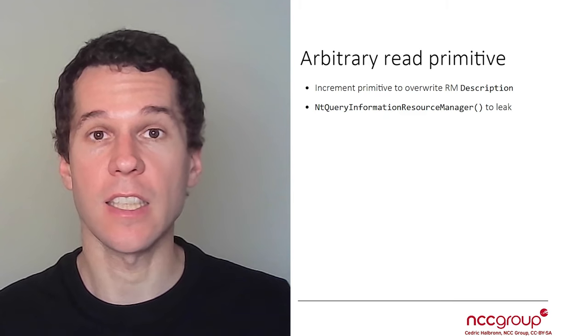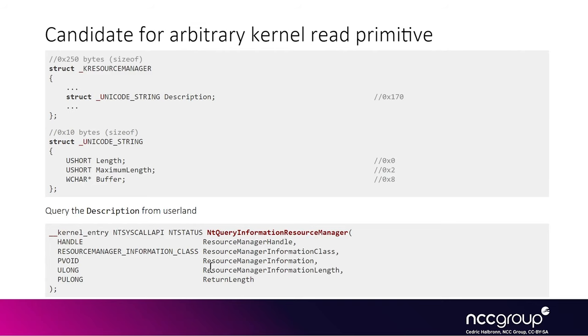Okay, let's get started. You might be familiar with this NtQueryInformationResourceManager function by now, because we've used it to congest the resource manager's mutex when we're trying to win the race condition. But internally, this function allows us to query the description field of the key resource manager. And so what it does in the kernel is that it retrieves the description Unicode string of the key resource manager object, and then it copies the length bytes pointed to by the buffer field back to userland.